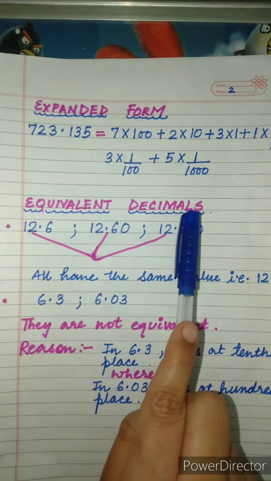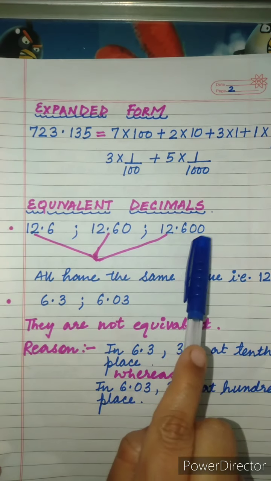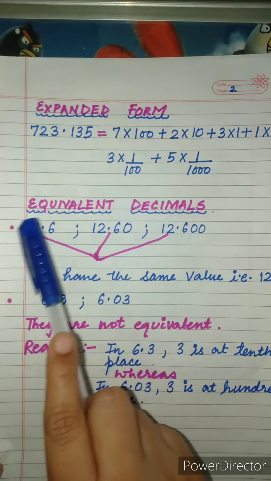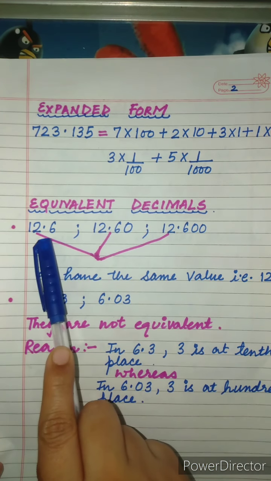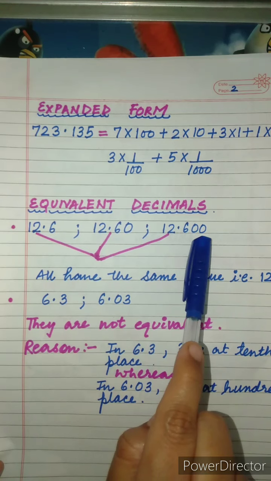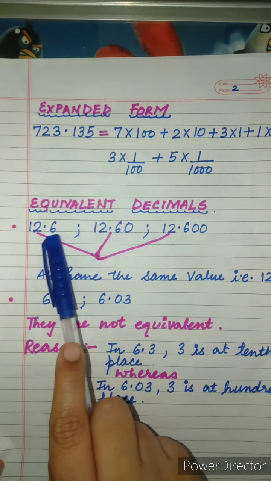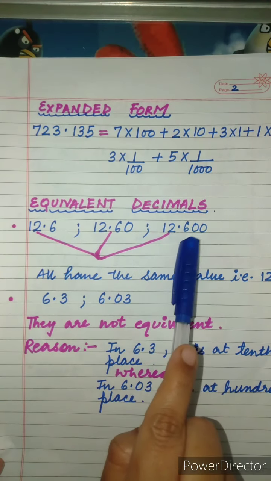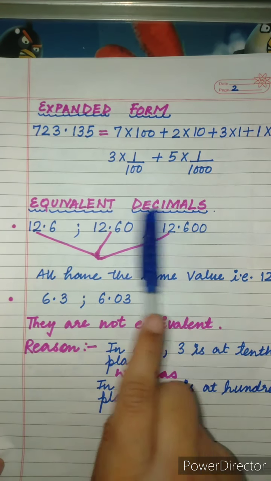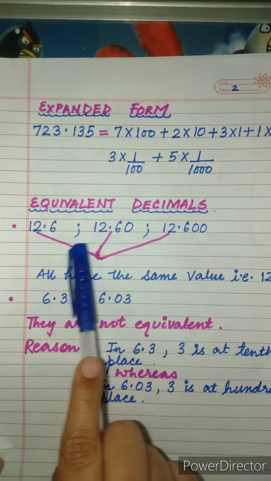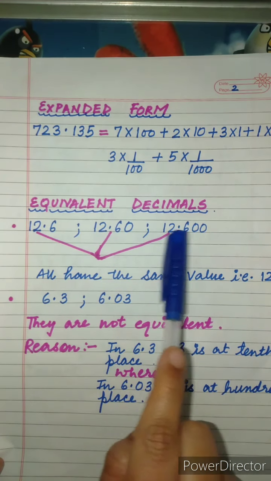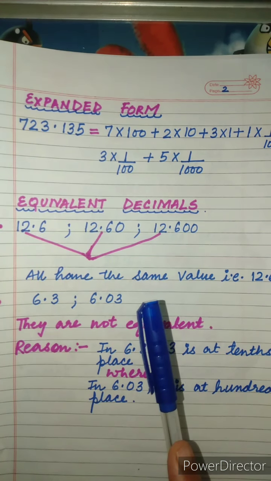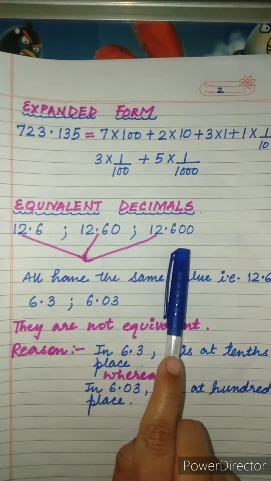Now equivalent decimals. Now see the numbers written here. If you see all these numbers, you can see that they have the same value. We have 12.6, 12.60, 12.600. The number of decimal places here are different. Here we have 1, here 2, and here 3 decimal places. But if we are going to see their values, they all have the same value, that is 12.6. So all the decimal numbers which have the same value are equivalent decimals.